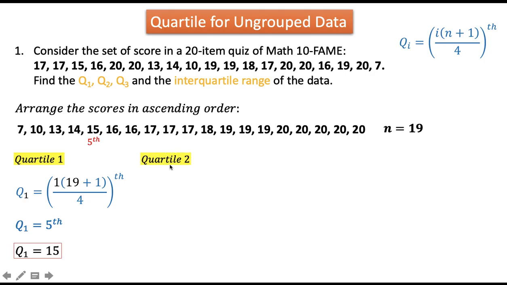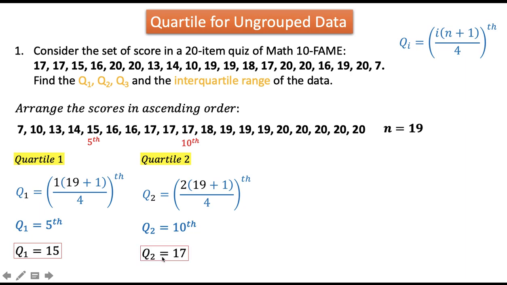To solve for the quartile 2, we'll be using the same formula. Then substitute i with 2. Then our n here is the same, which is 19. So 19 plus 1 is 20. 20 times 2 is 40. 40 divided by 4 is 10. So it means our quartile 2 is located in the 10th rank, and that is 17. So our quartile 2 is 17.